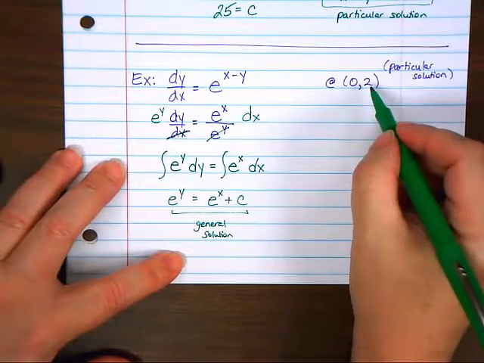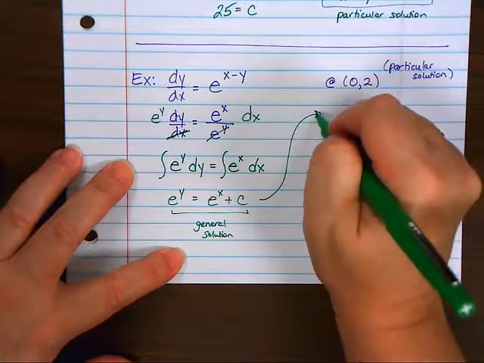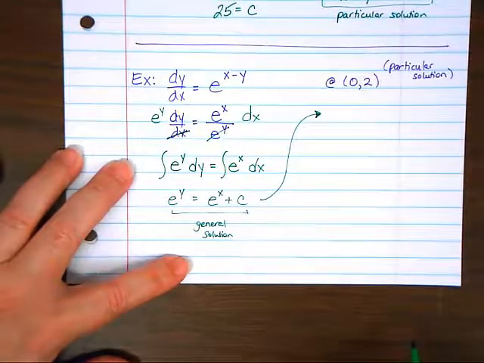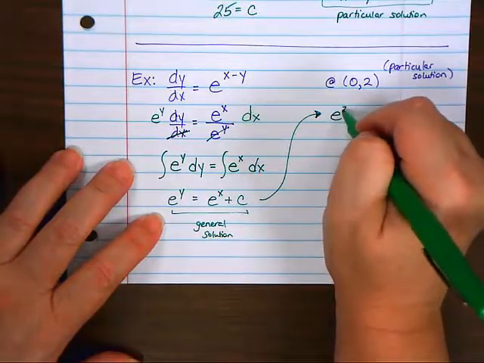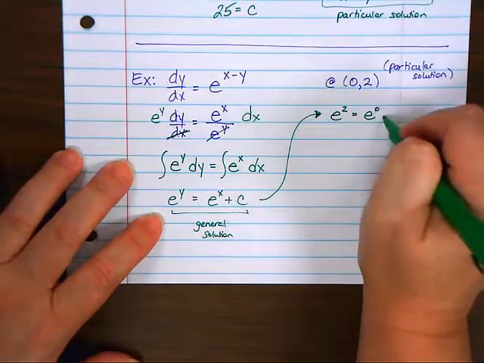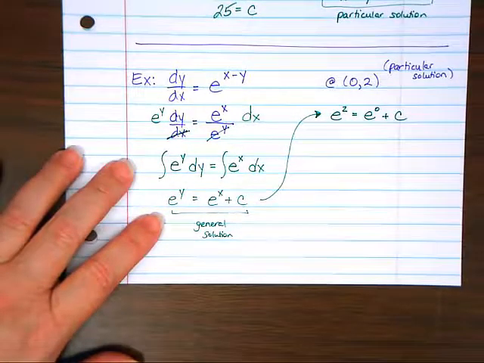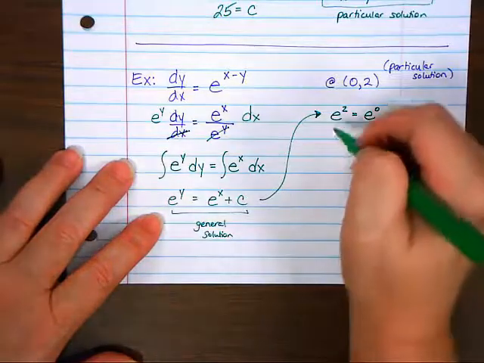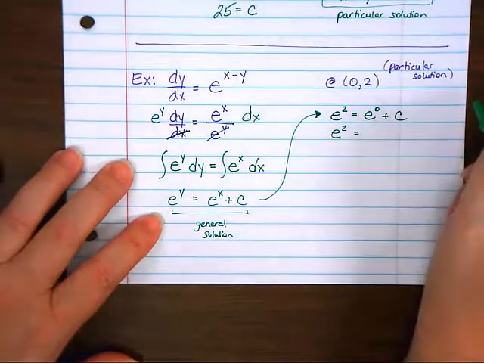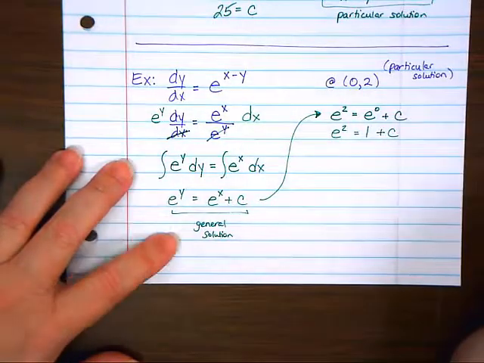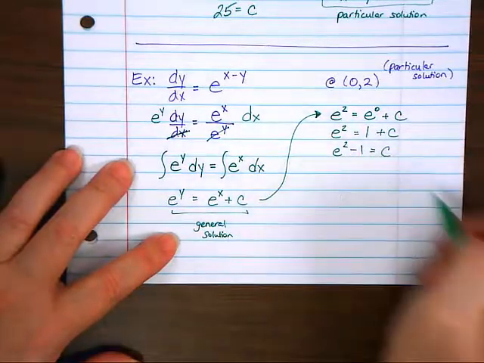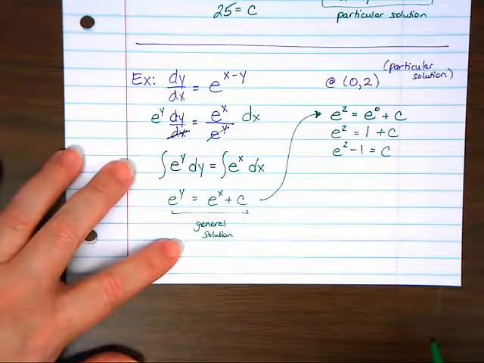But now we're going to find the particular solution with this (0, 2) over here. So plug in 2 for y, 0 for x. e squared equals e to the 0 plus c. Do we know what e squared is exactly? No. So just leave it as e squared because we don't have a calculator. But you do know what e to the 0 is. What is that? It is 1 plus c. So c equals e squared minus 1. Are you okay with that?